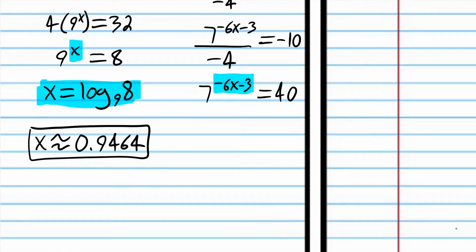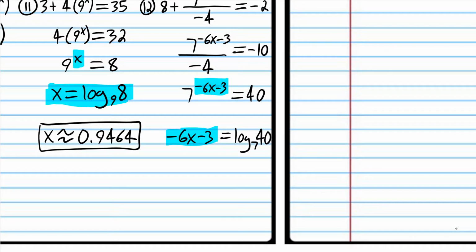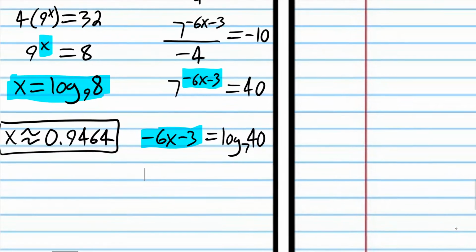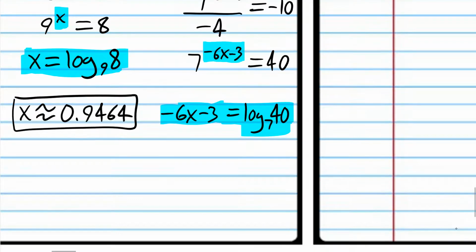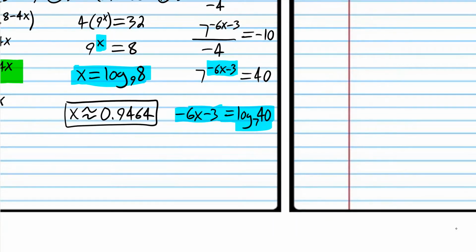But we know that that blue power, whatever it is, is going to be equal to log base 7 of 40. I know that's kind of complicated, but we don't know what that blue power is. We have to use the calculator to figure out what it is. I mean, think about it. What do you raise 7 to get 40? It's not easy to figure that out. But whatever the number is, the blue is going to be equal to that log base 7 of 40. Again, these are more complicated exponential equations.